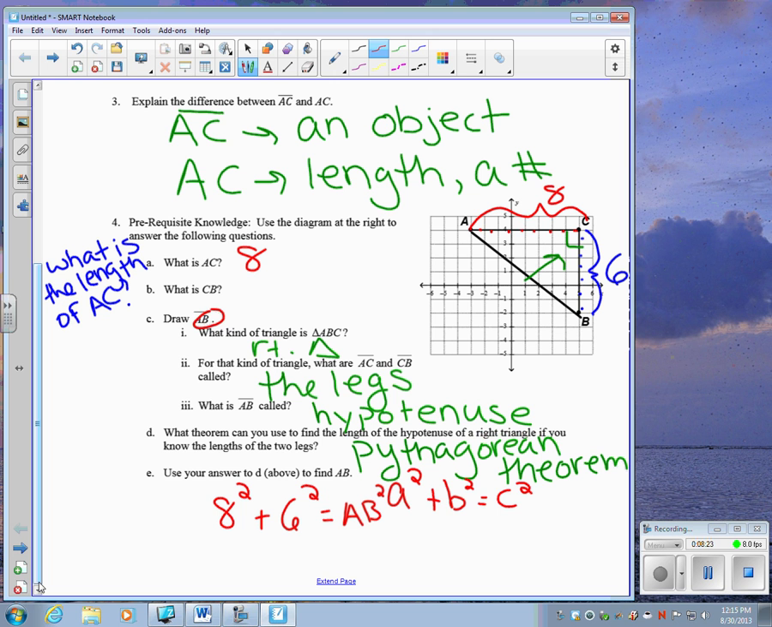So we'll go ahead and do the math. 8 squared is 64. 6 squared is 36. Go ahead and add those 2 together. You get 100 is equal to AB squared.